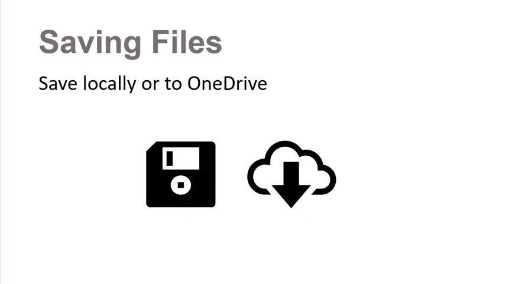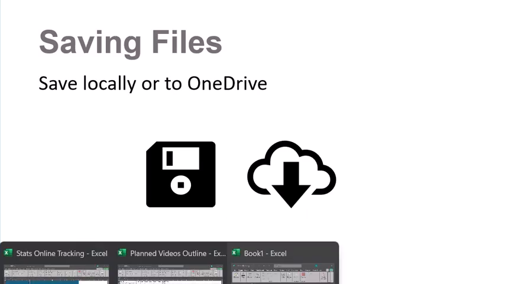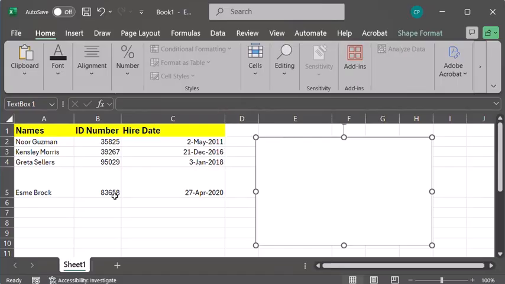The last topic for this video is saving your files. So of course, if you're creating an Excel file that you want to open again later, you want to be able to save it. So switching back to my file, say I want to save this. You typically will have options to either save this in your OneDrive and have it automatically sync to the cloud, or you could save it locally.